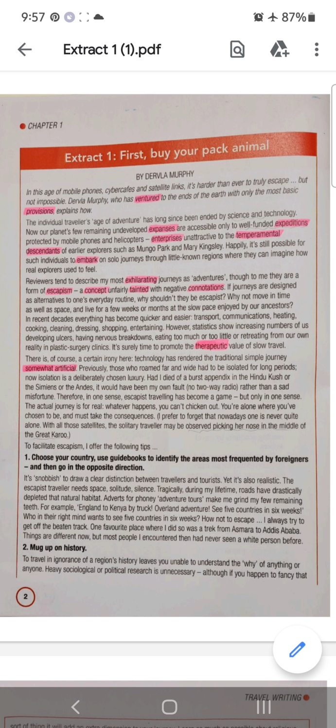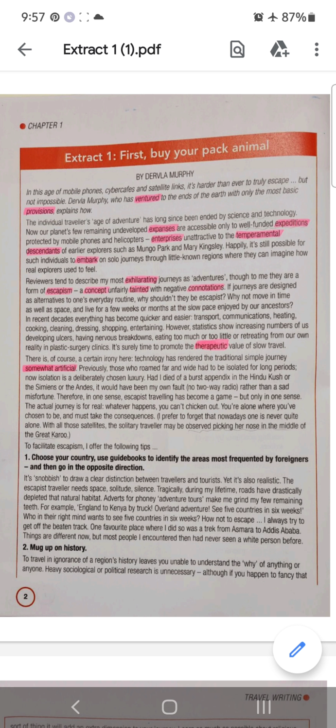Okay, she has gone on adventures at different parts of the world with the most basic supplies, and she is going to explain how it's not impossible to truly escape. What does she go on to write? The individual traveler's age of adventure has long since been ended by science and technology. Traveling alone, going on an adventure, has been ended by science and technology.